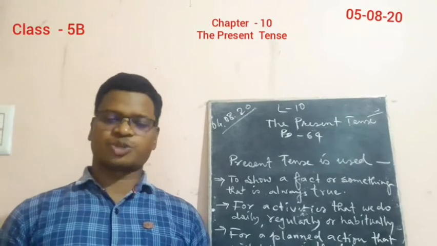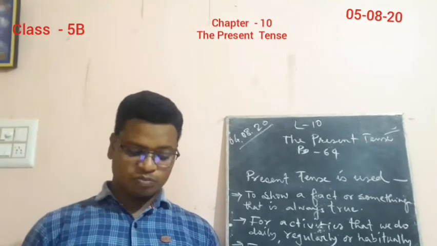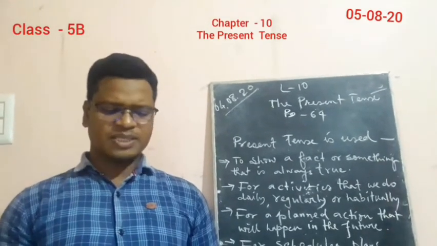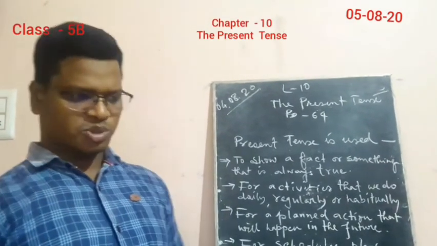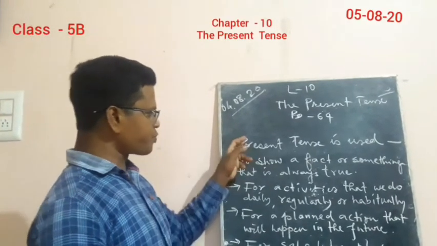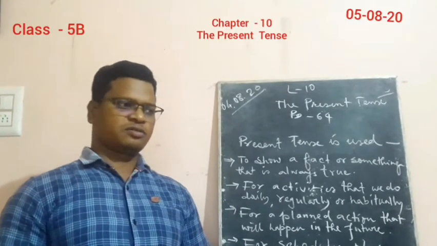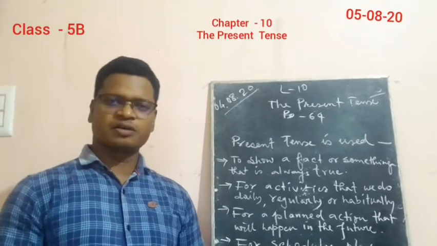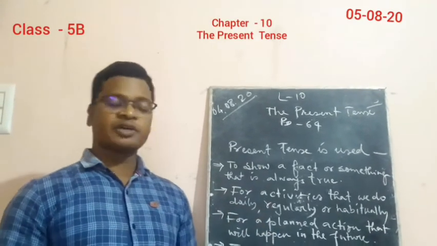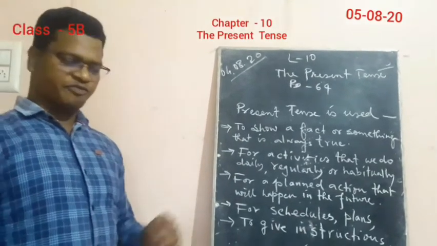Like, I always wake up at 6 o'clock. We agree with most of your plan. I like chocolates. So these are some examples of the present tense which I have told you. Now all these points must be kept in mind in order not to make many mistakes when we talk about or say things in the present tense. So these are rules, and this must be kept in mind.